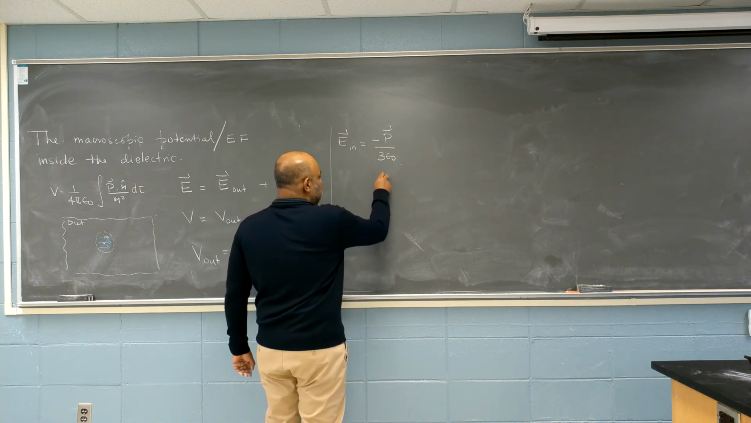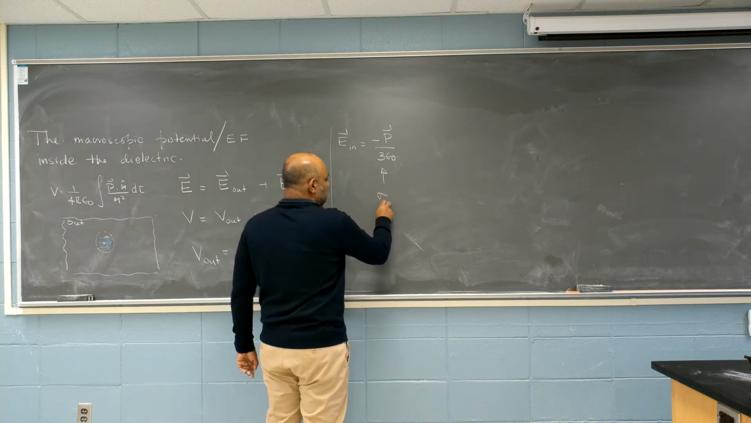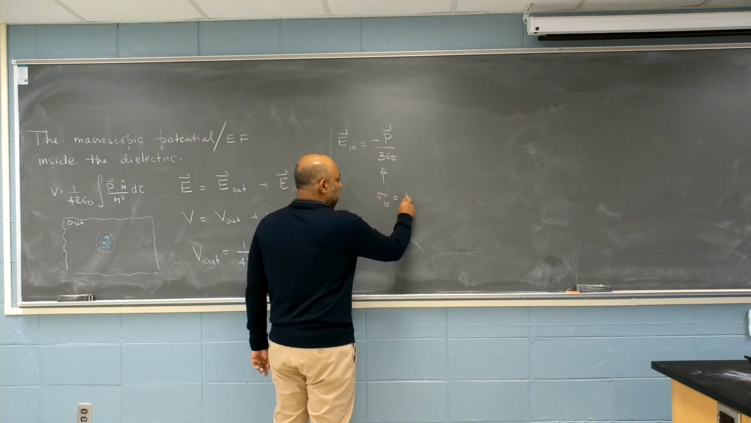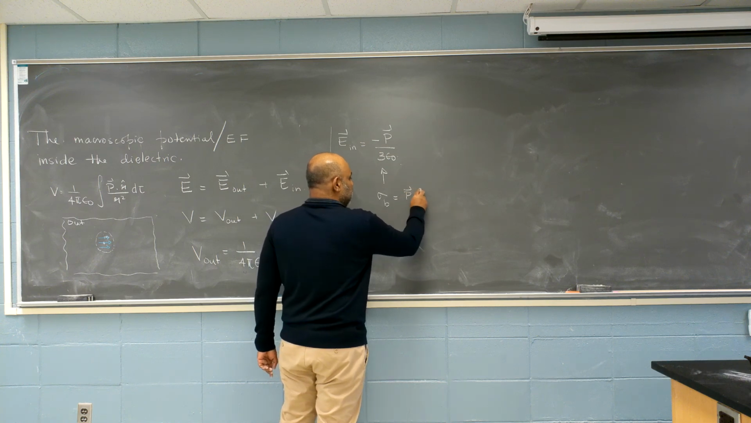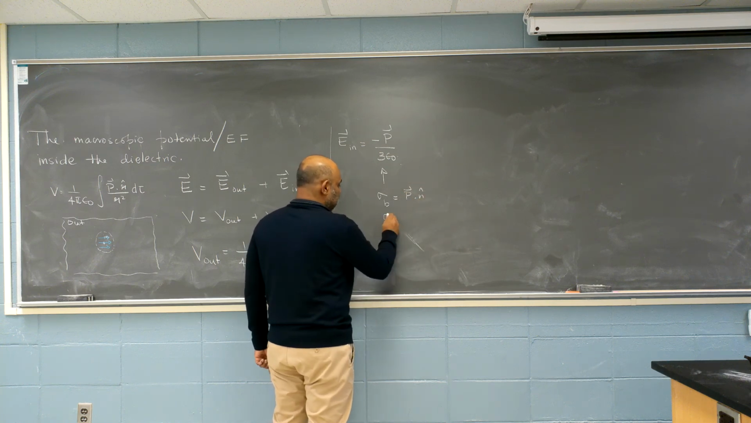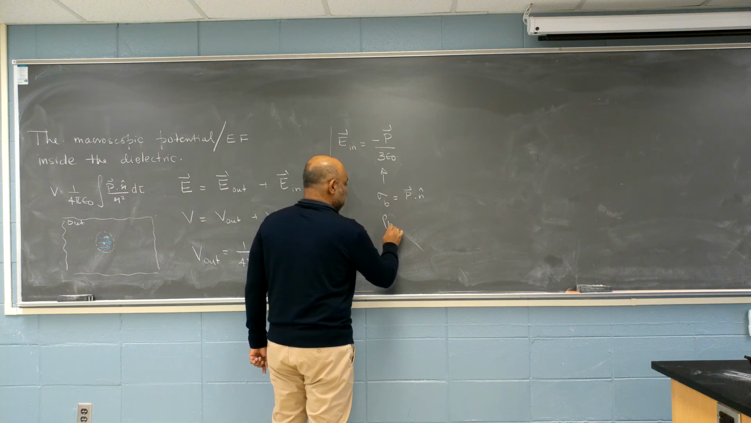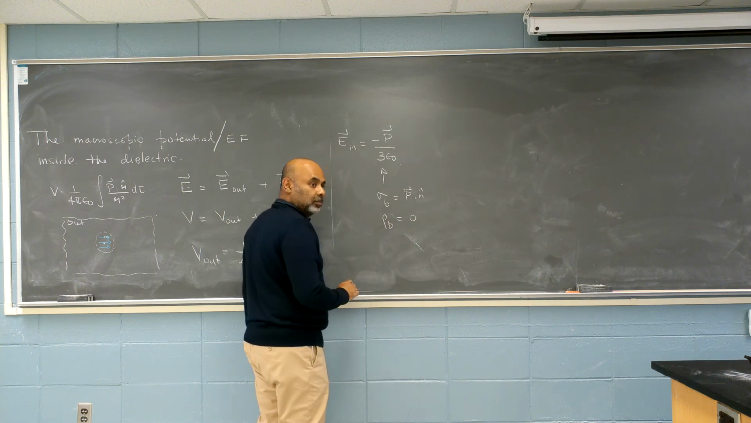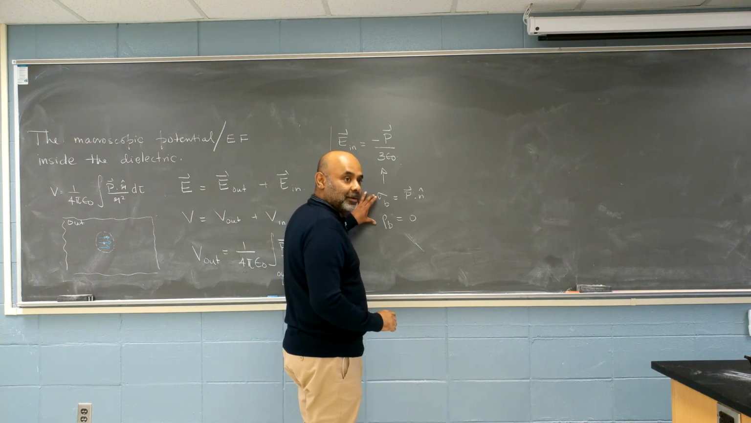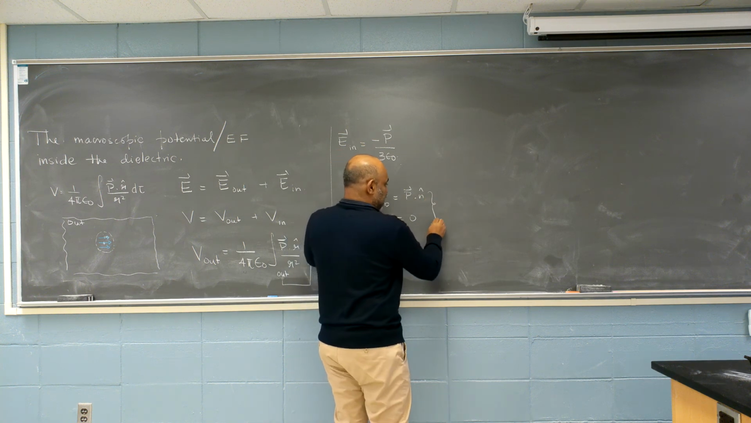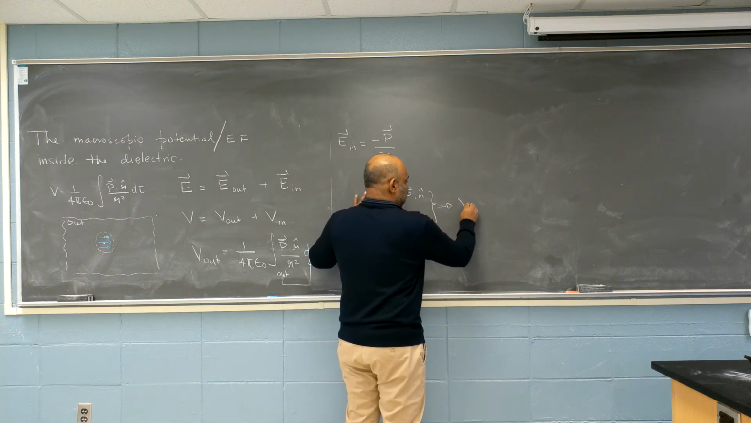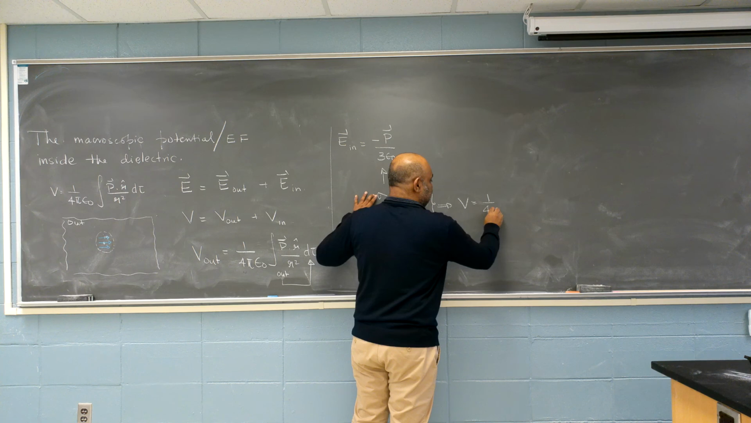But how did this formula come about? This came about because of sigma bound being P dot n and rho bound being equal to 0. How did this come about? By assuming this is correct.